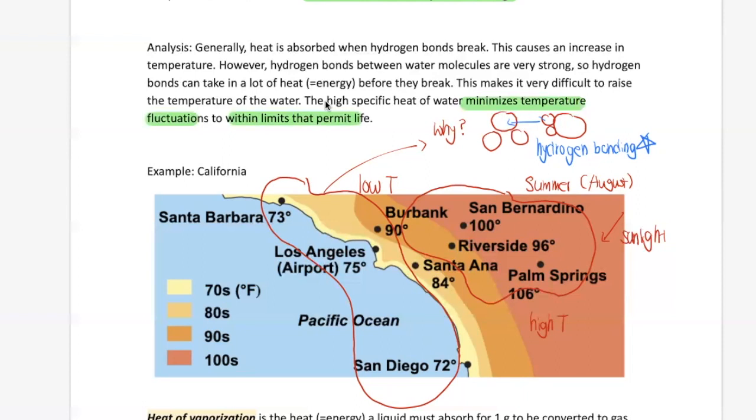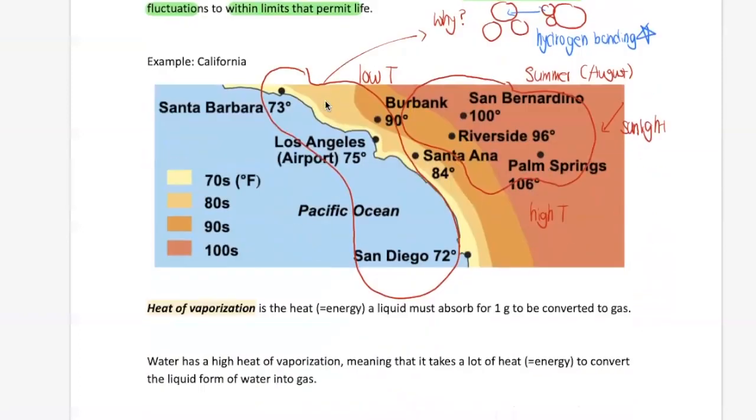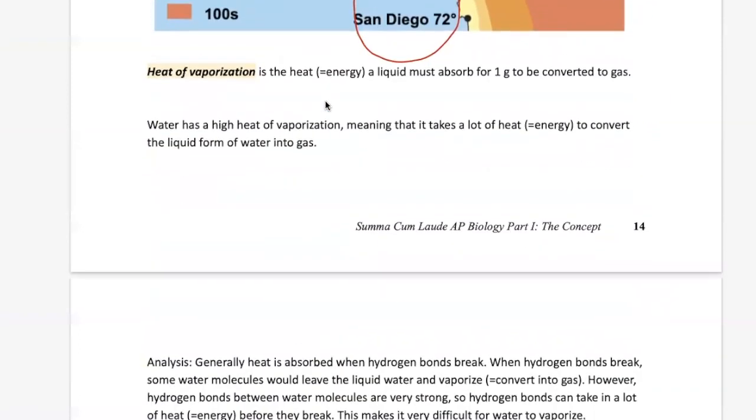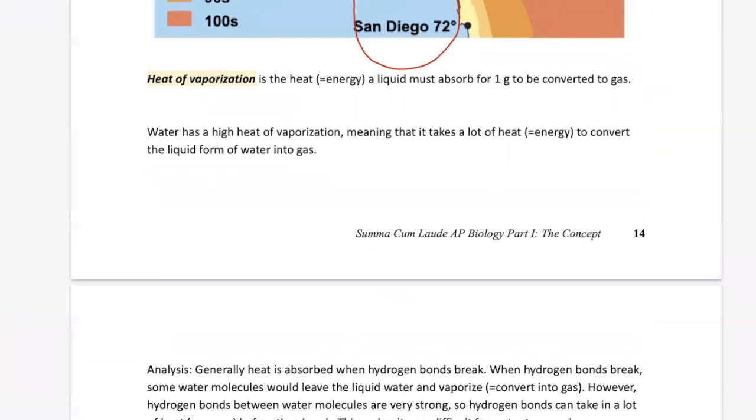But because water minimizes temperature fluctuations due to high specific heat, it is able to minimize temperature fluctuations that might actually kill those living organisms. So that's why high specific heat is very significant. And the next property is something called heat of vaporization. It is very similar to high specific heat.